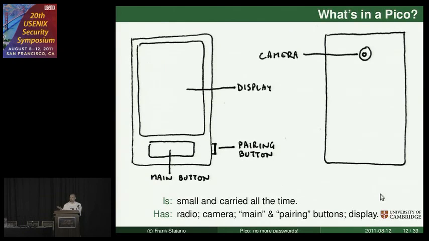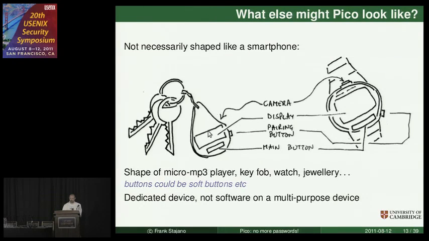As I said, Pico is not a smartphone. Pico doesn't have to be shaped like a smartphone. Pico could be shaped like a key fob, so long as it had a camera, display, pairing button, and a main button. It could be shaped like a watch. It could be shaped like a small MP3 player. It could be shaped like some piece of jewelry that you hang around your neck. Whatever suits you, and whatever suits enough other people that a manufacturer can economically make enough of them to sell them to you for $10.